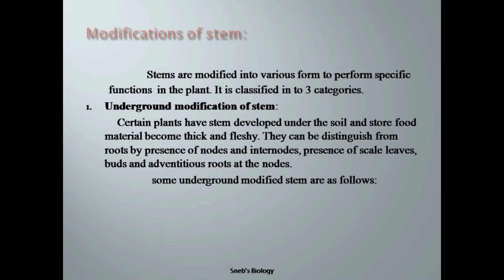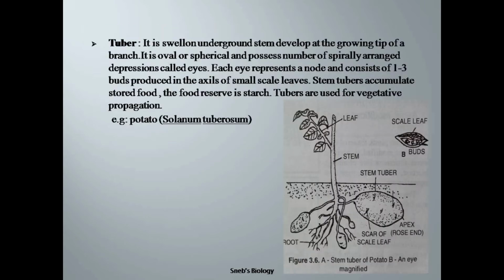In this case the stems develop under the soil and store food materials, that's why they become thick and fleshy. They can be distinguished from roots by the presence of nodes and internodes, scaly leaves, buds and adventitious roots at the nodes. Now we will discuss some underground modified stems.